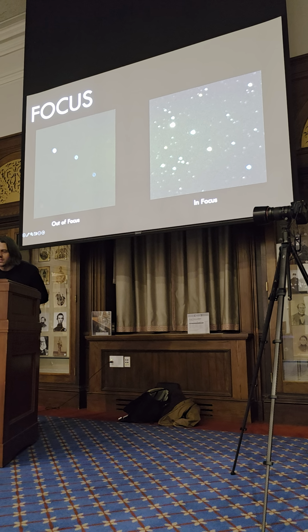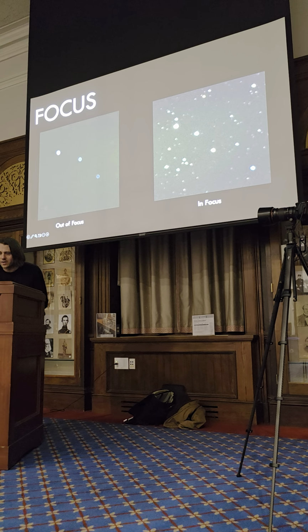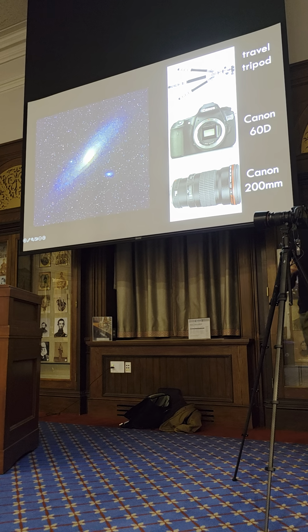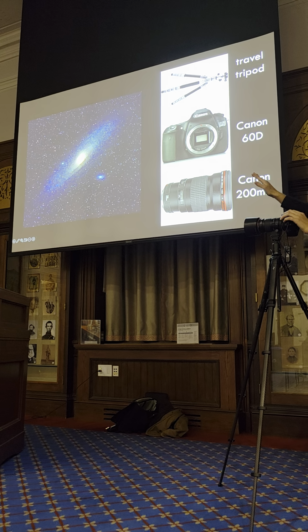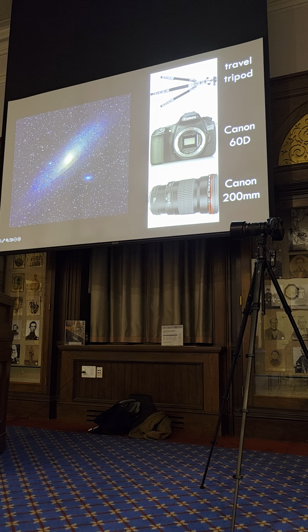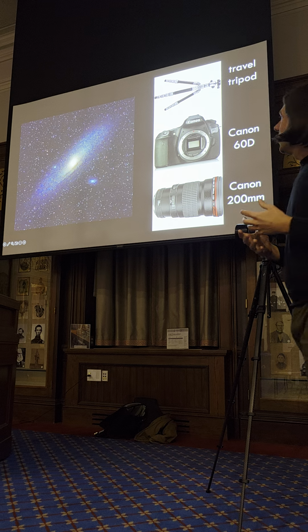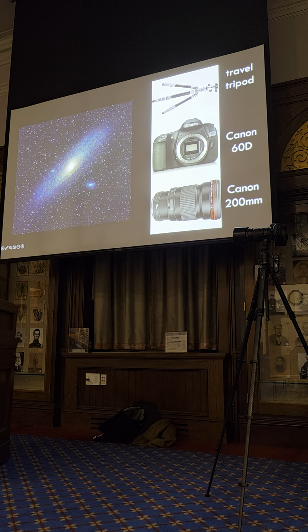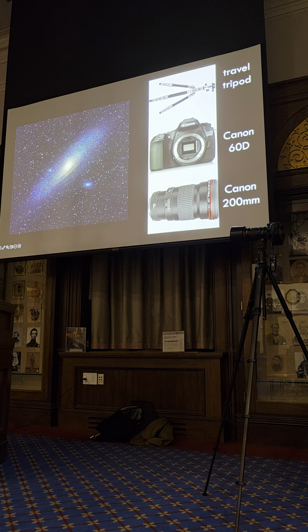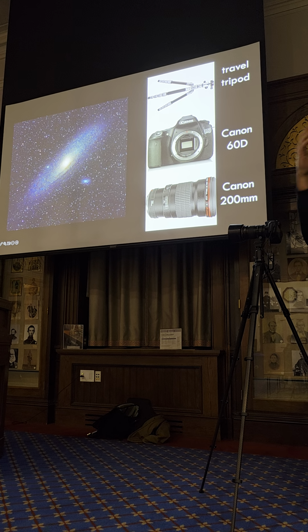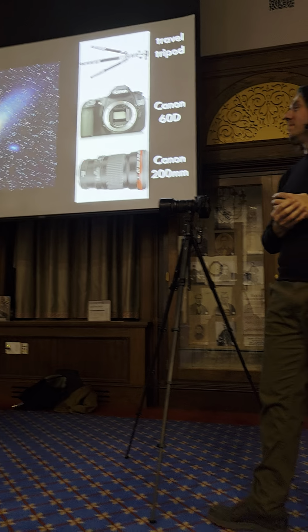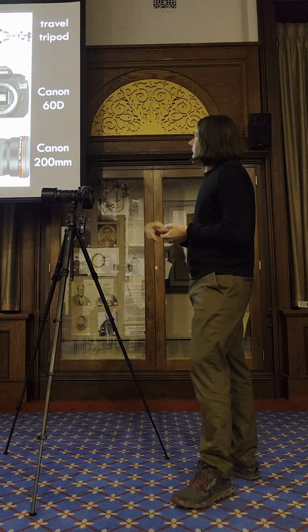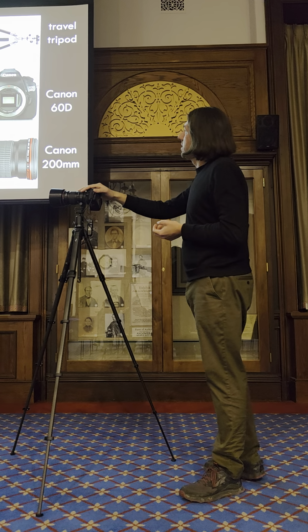Okay, so that was the basics. Once you've found focus, how do you take a picture like this? This is the Andromeda Galaxy. It's our closest neighbor galaxy. It's also called Messier 31. It's very well studied by astronomers. It's a very important galaxy. A lot of discoveries of what we know about space have been made through observing the Andromeda Galaxy. And again, I made it with this kit right here.